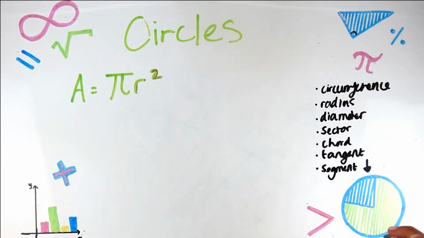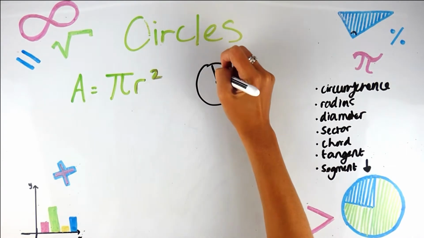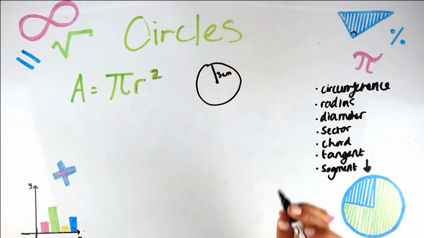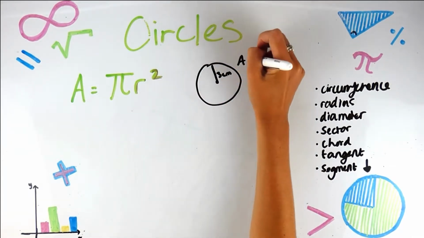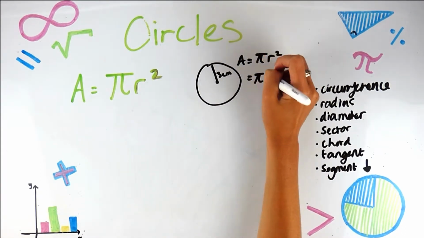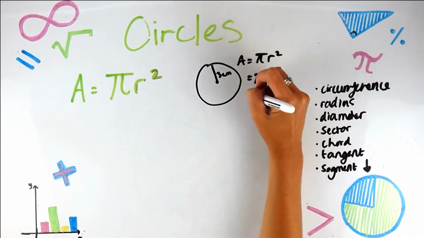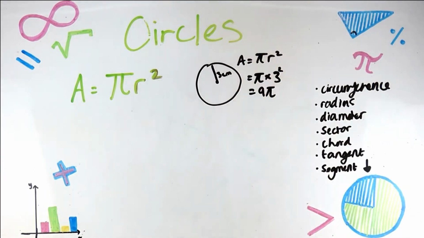Okay, so let's do an example. Circle here. I'm going to say that's 3 centimetres there. So the area of that circle, use the formula pi r squared. Pi is pi times radius 3 squared. So that's 9 pi. There we go.